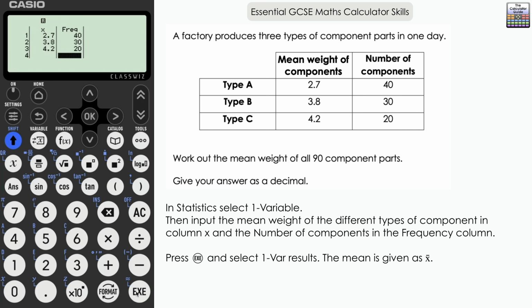And once we're done, we'll just press execute and one variable results. And once again, we're just reading the top figure there, x bar, which is the mean, 3.4.